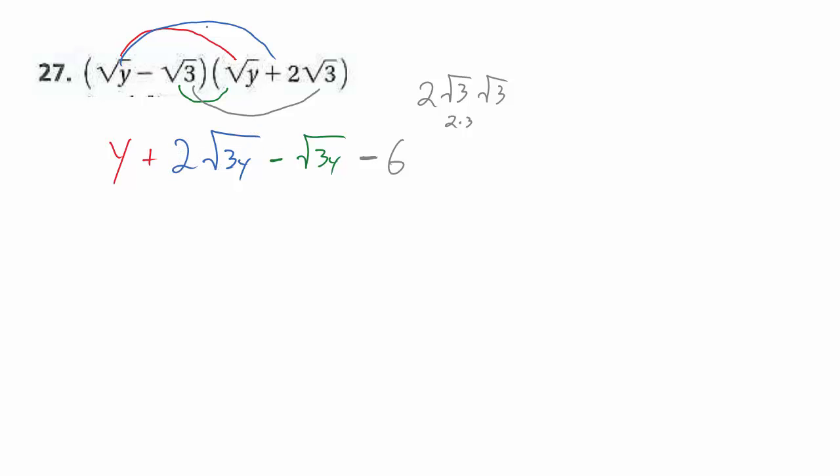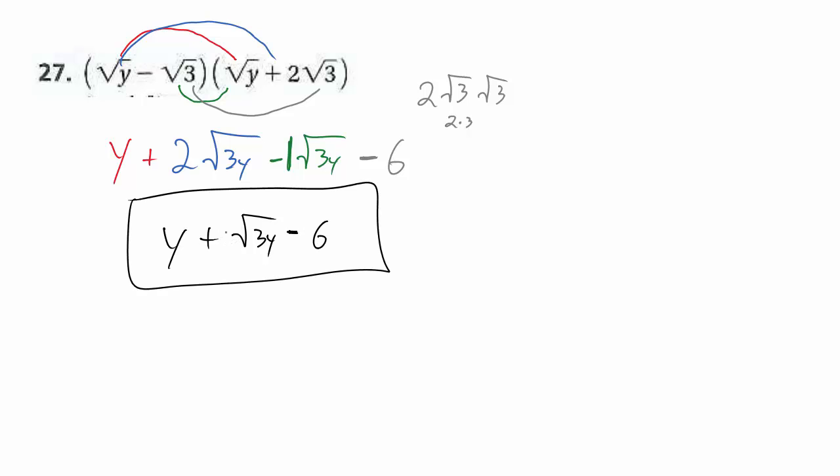Now, it might seem like nothing else combines, but here's the thing. This is 2 square root of 3y. This is minus, there's like an invisible 1 right here. Minus 1 square root of 3y. So it's y. Plus, there's 1 square root of 3y. Minus 6. And that's your final answer. You could optionally, if you want, put a 1 right there, the little Abby one, as I say. But it's not necessary to put that 1, so it's completely up to you.